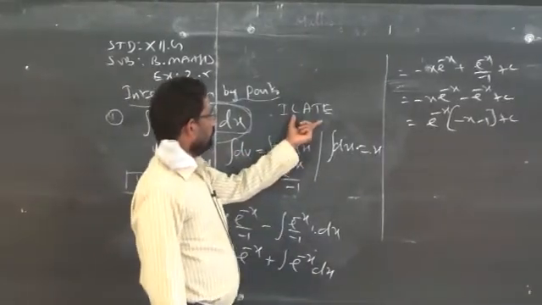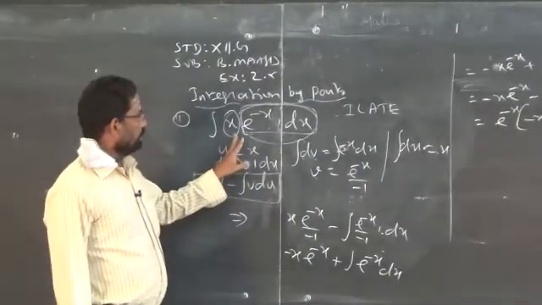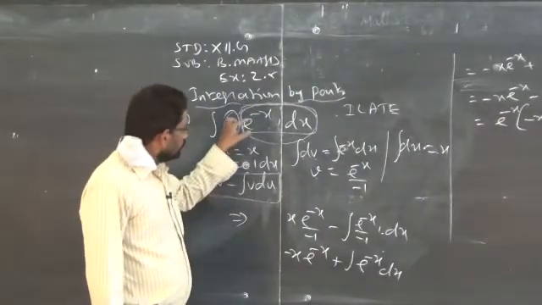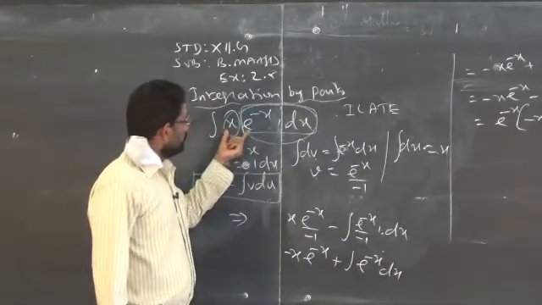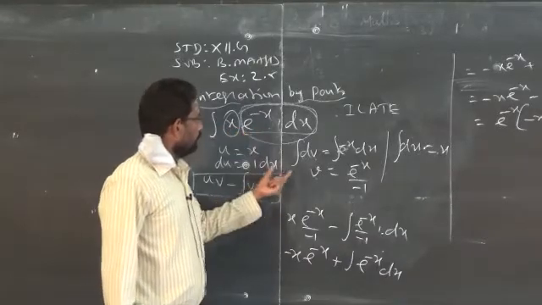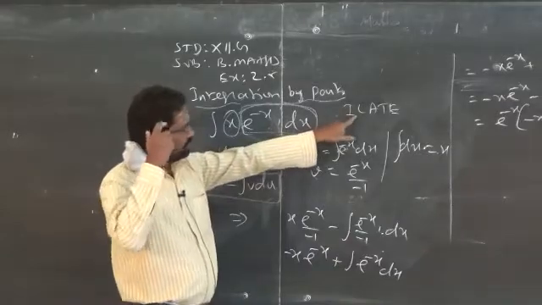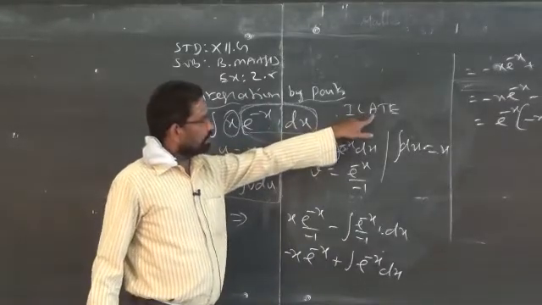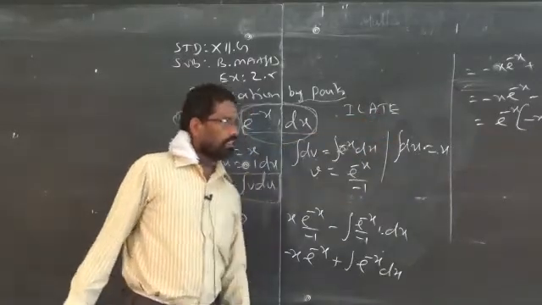Provided, keep it in your mind, ILATE. If any two factors are given, with the help of ILATE you have to consider which one is u, taking that order into consideration. So I stands for inverse, L stands for log, A stands for algebraic expression, T stands for trigonometric ratio, E stands for exponential.